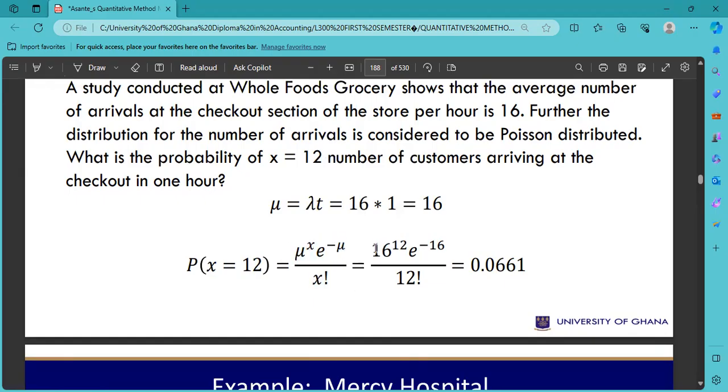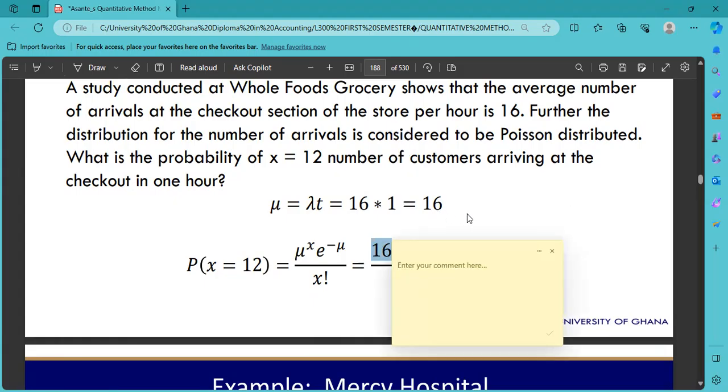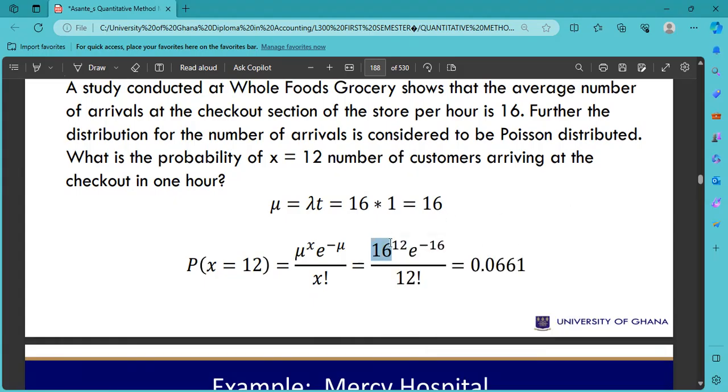So basically, this 16 is our mean. And then the 12 is the X, which is the number of customers. And then this e is the natural logarithm base. And then this is the negative mean again. We are just putting everything back into the formula again, all over X factorial. So when you punch all this on your calculator, this is what you'll be getting.